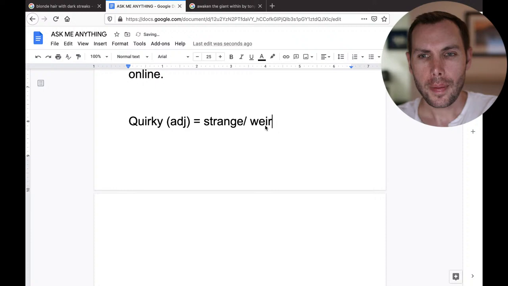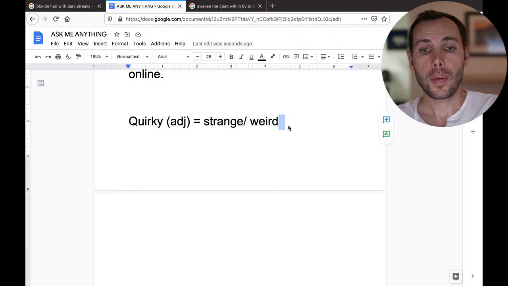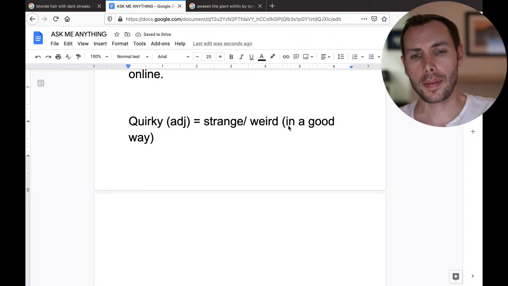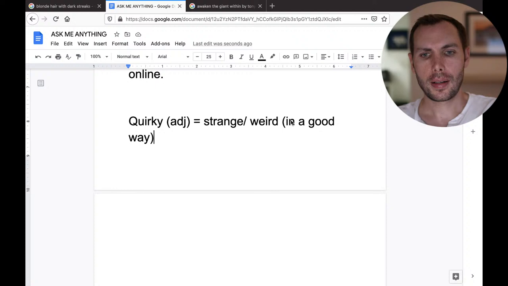Okay, weird, but in a good way. Of course, if you say someone's strange or weird, it could be a negative thing. But if you use the word quirky, it's kind of cute. A good or cute way.